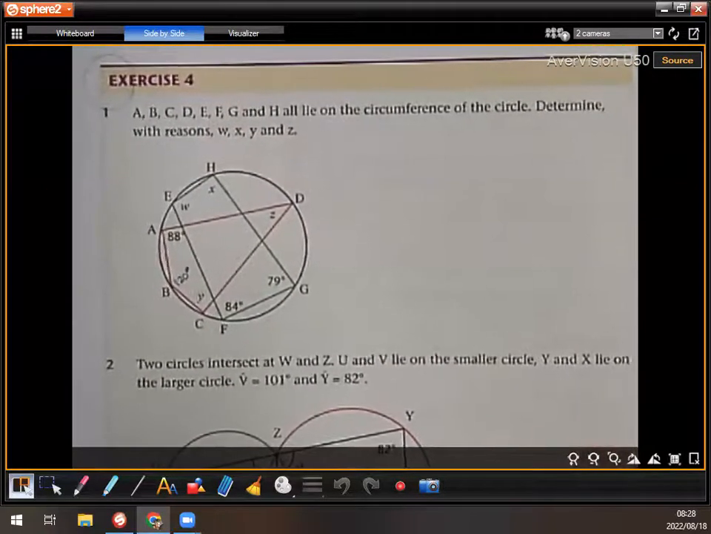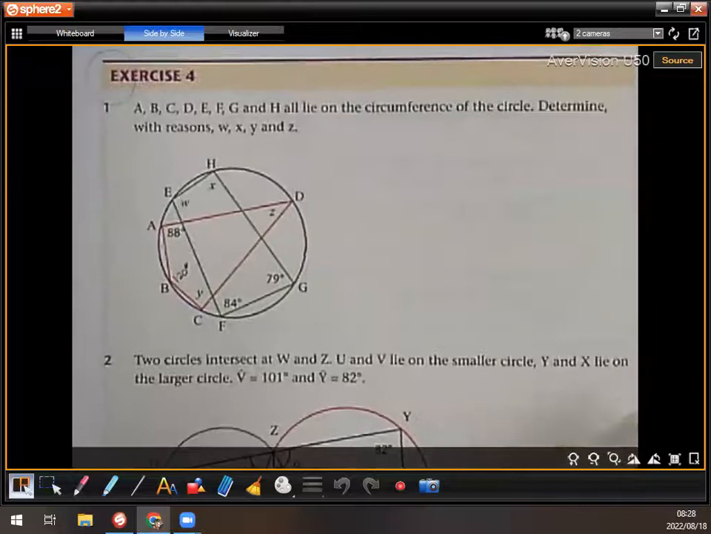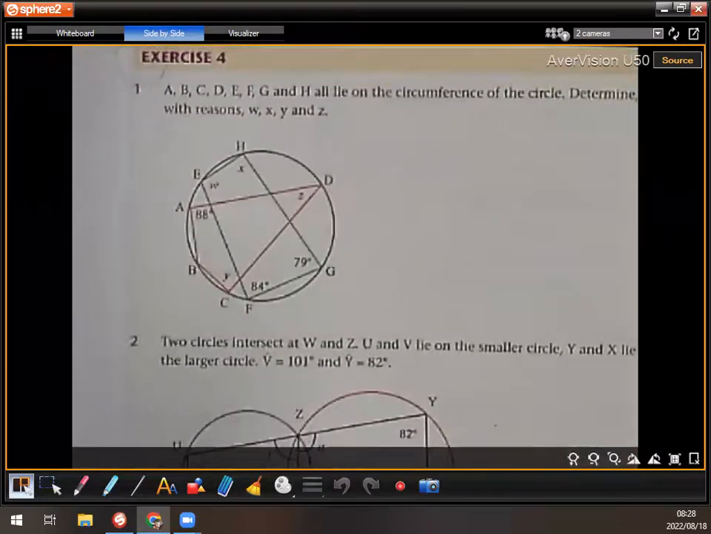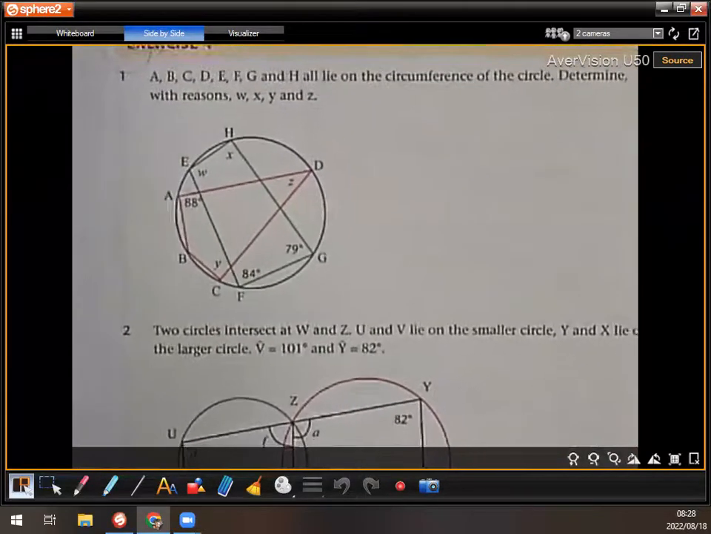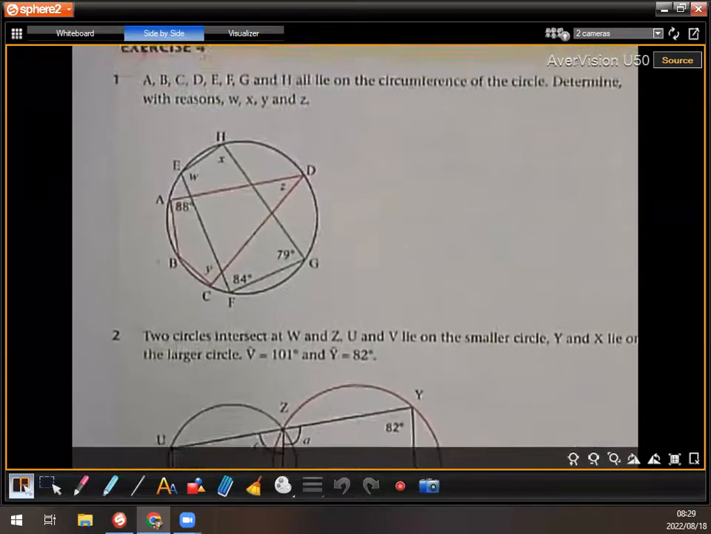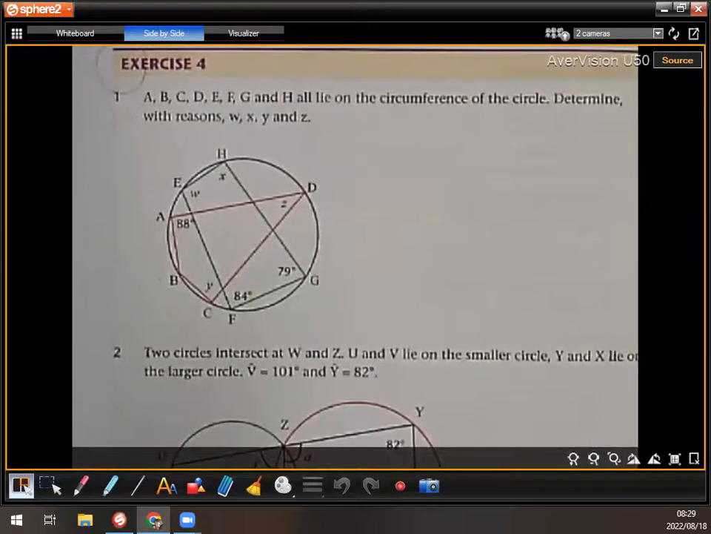Okay, there is number 1, guys. You can do number 1, please. I see someone did write one answer in there, but do you have another? Do that one, and then I'll move it up to number 2. So you have to find W, X, Y, and Z.